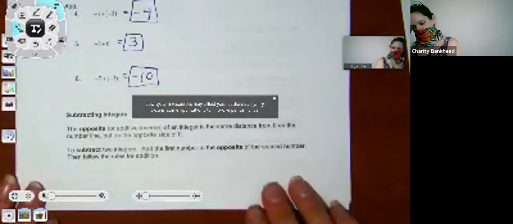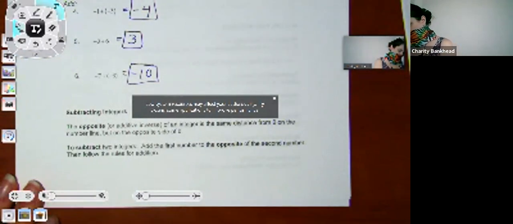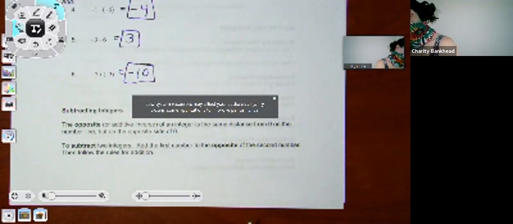All right, so subtracting integers. The opposite, or in other words, the additive inverse of an integer is the same distance from 0 on the number line, but on the opposite side of 0. All right, so, like 5 and negative 5, or 3 and negative 3. So to subtract two integers, add the first number to the opposite of the second number. Then follow the rules for addition. All right, so that's one way of doing it.